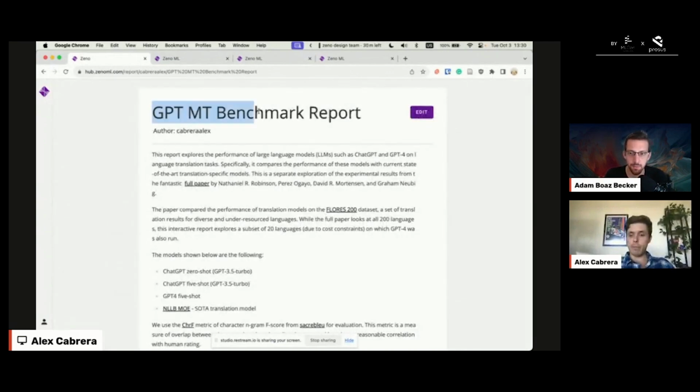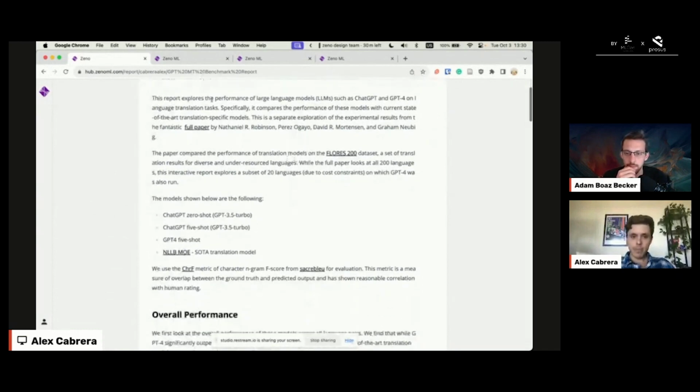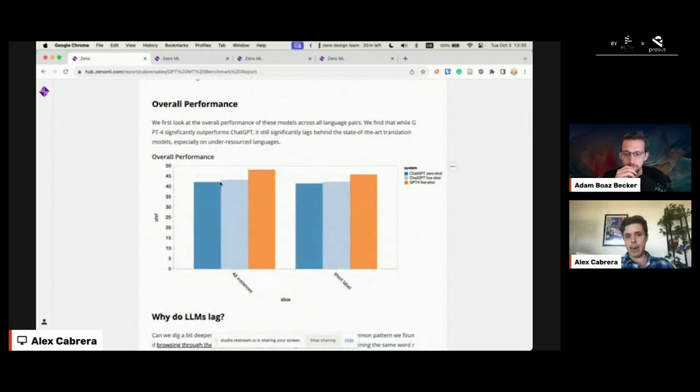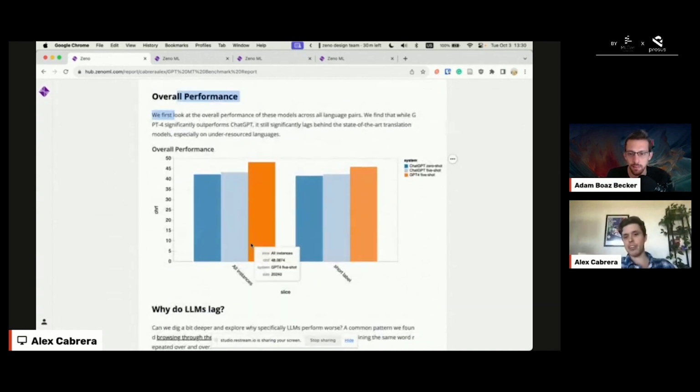So here we created a report about these translation models. It has some markdown, some description of the model, but then we actually have the charts that are directly pulled from our project. So we can go straight from the raw data, raw input, to these nice interactive charts, to these interactive reports that we can share. Before, this was talking about the overall performance and only had all instances, but I actually went and edited that chart, and it live updated in the report.